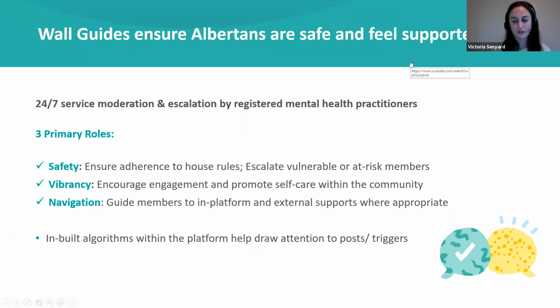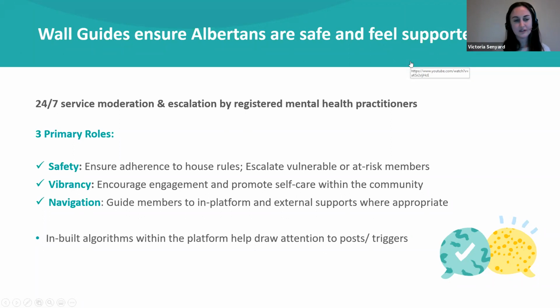So for example, not only do these algorithms pick up on risk words and trigger phrases, things where there might be indications of potential risk, all of that would be flagged to a Wall Guide to review in the context of the broader behavior and see whether they need to intervene.